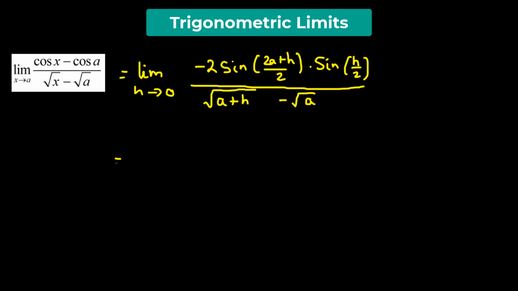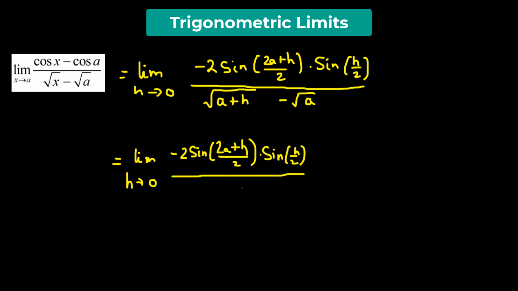So we're going to multiply the numerator and the denominator by the conjugate of the denominator. So we have negative 2 sine of (2a plus h) over 2 times sine of h over 2, divided by the square root of a plus h minus the square root of a. So the conjugate will be the square root of a plus h plus the square root of a.